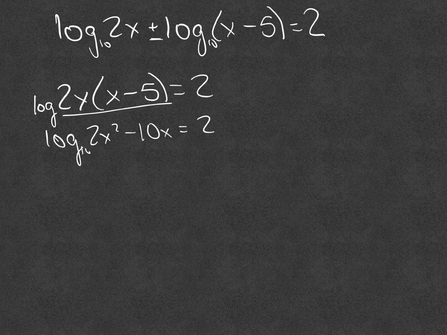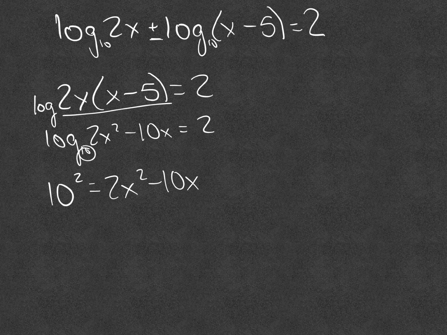And since this is a base 10 and we see that we're not going to get to solve for x, we need to use a rewrite. So we're going to use our properties, basically, and turn it into an exponential. And so that's 10 raised to the second power equals 2x squared minus 10x.